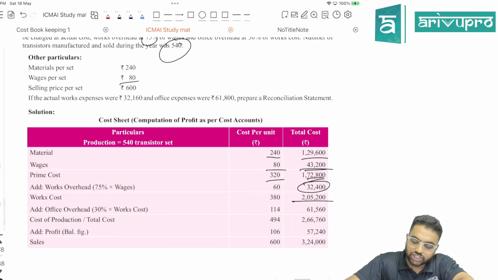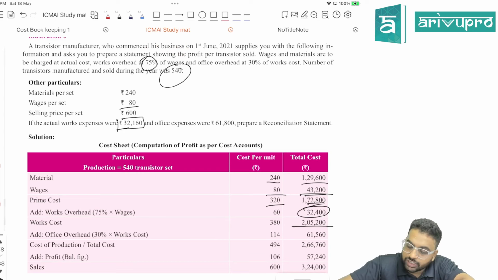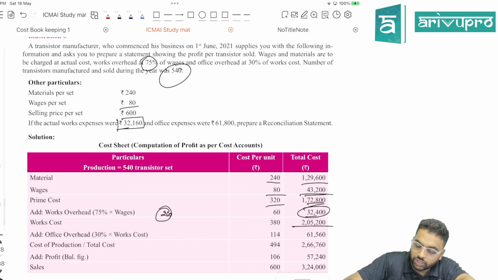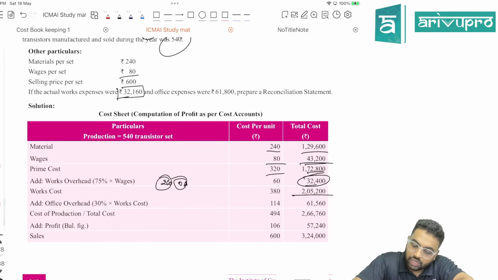Then administration expense, sir. Your actual factory overhead is 32,160. Absorption is 32,400. Under absorption or over absorption, sir? Over absorption. By how much, sir? 240. Over absorption by 240. Keep this in mind, because it is required for reconciliation.